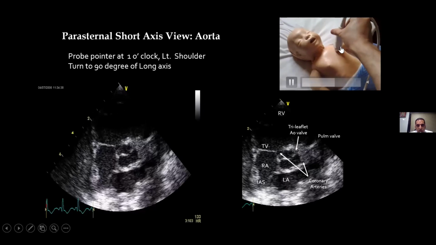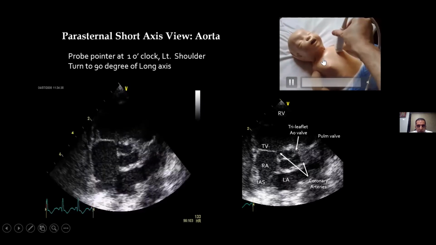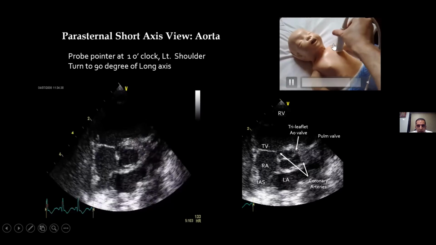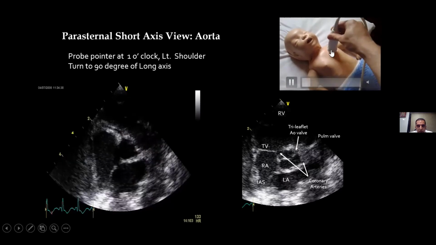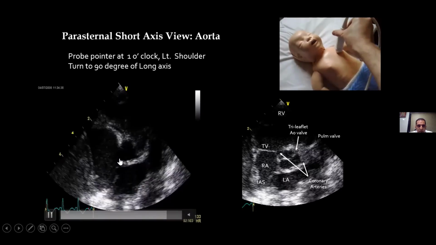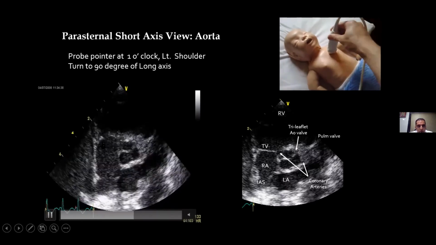In this, you see my probe. In the parasternal long axis view, the pointer was pointing at 11 o'clock position. Now I've rotated it exactly 90 degrees, and now my pointer is pointing at 1 o'clock position. In the same place, started from the base, this view you will get. This view we call the Mercedes-Benz sign view.